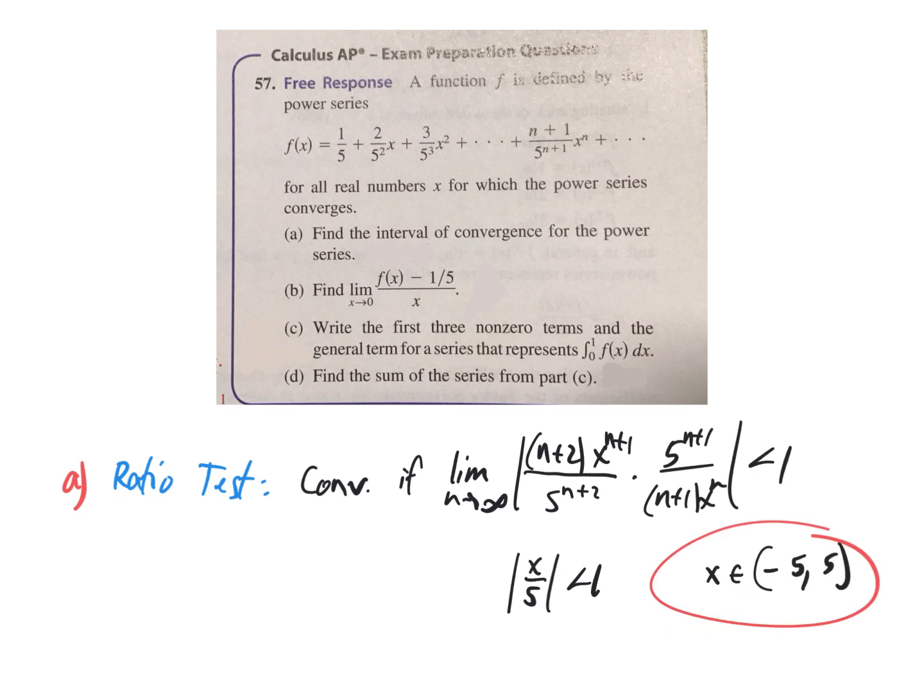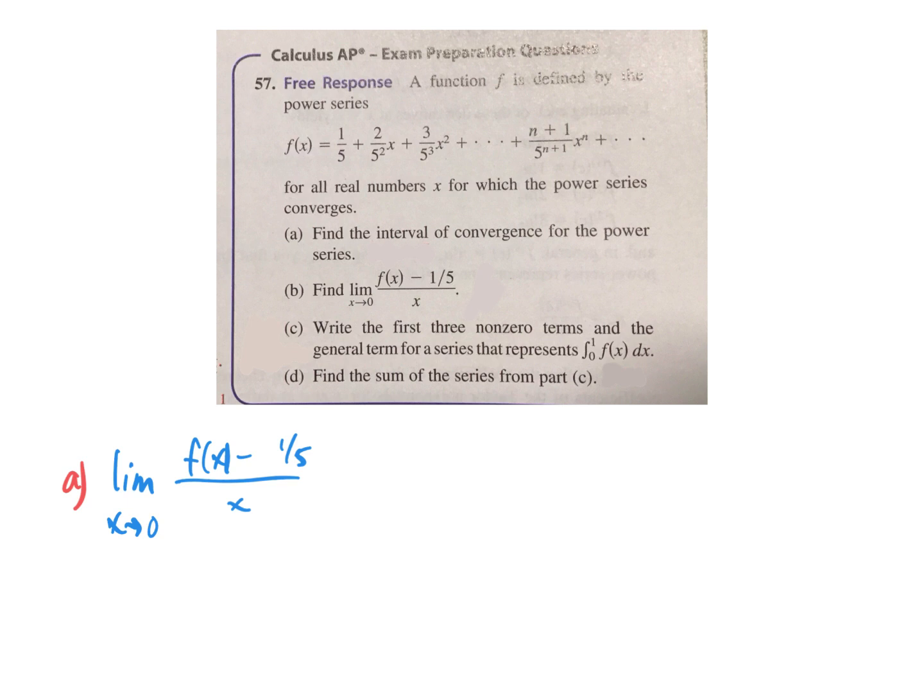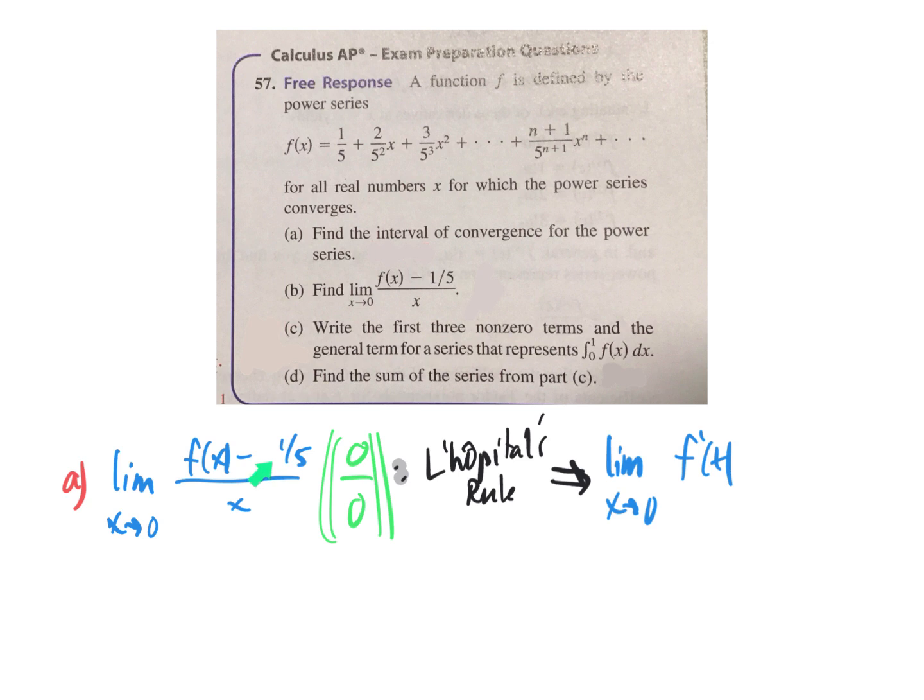Part B. Trying to find this limit is impossible at first because we have the indeterminate form of 0 over 0. So we'll use L'Hopital's rule. The derivative of the top is f prime of x minus 0, and the derivative of the bottom is 1. So it's equal to the limit as x approaches 0 of f prime. So what is f prime?